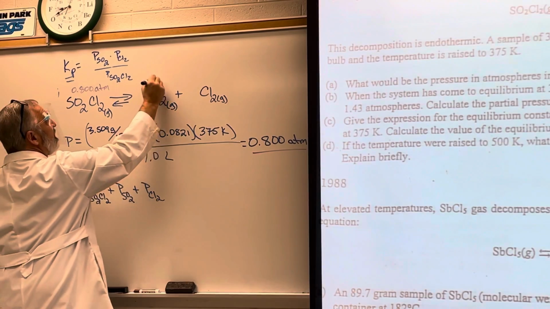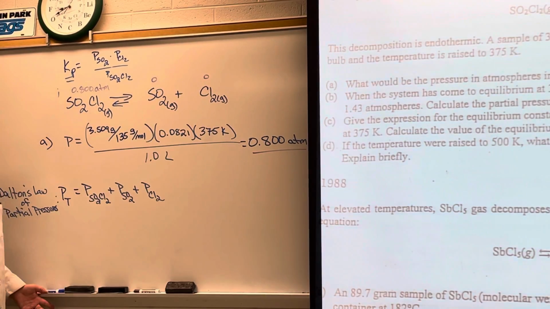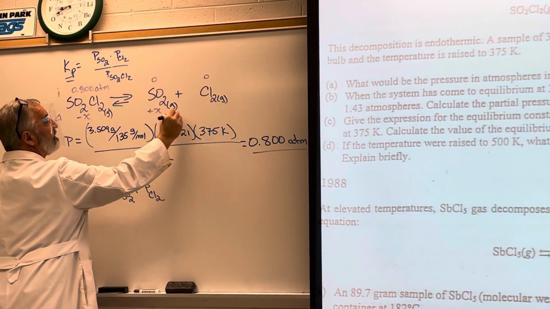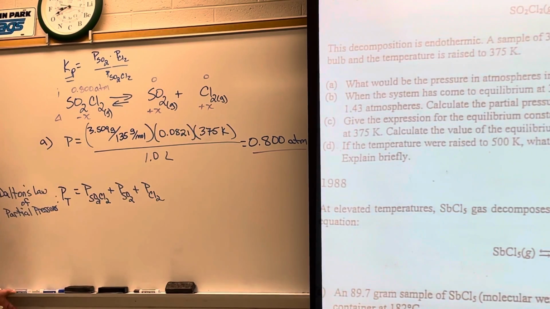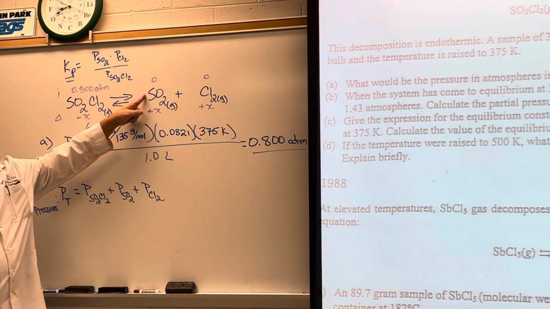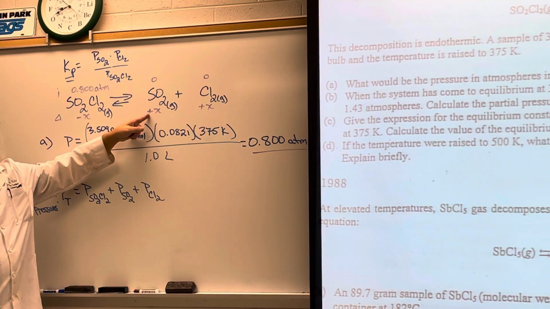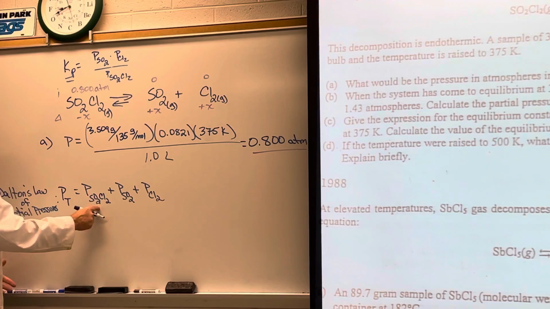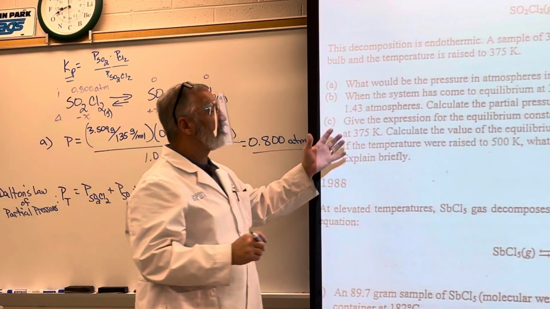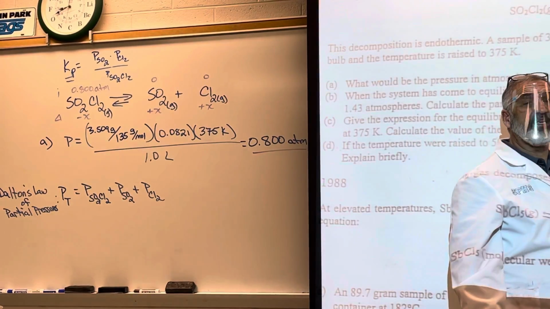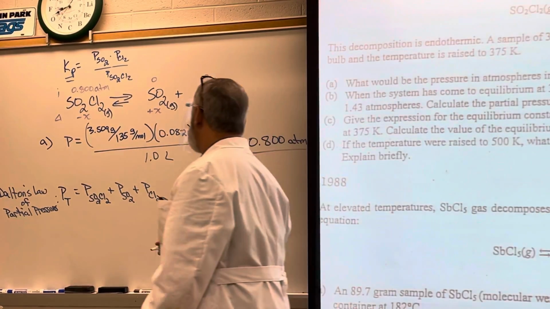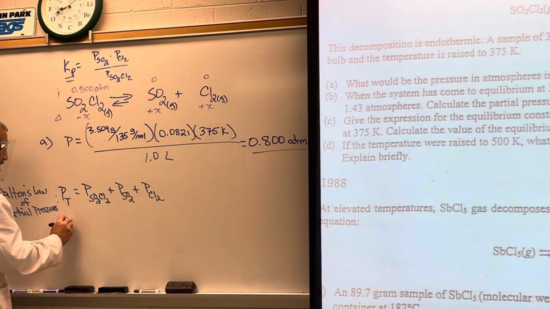I have 0 and 0 of these. So what's my change going to be? Minus x, plus x, plus x, right? Now, if there happened to be a 2 out in front of here, what would we say? Plus 2x. Now, the key words, what you underline, is that the total pressure is 1.43 atmospheres. That's telling me that I need to do this.